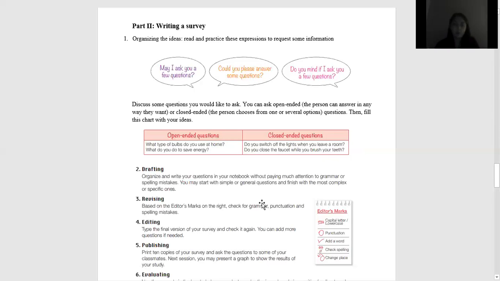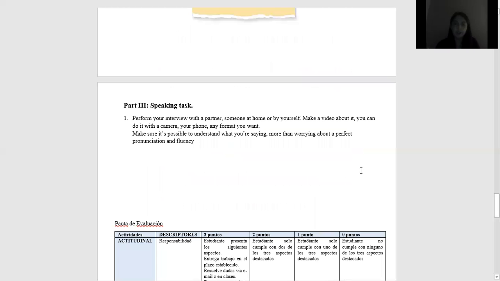Then you have to follow these steps for writing, and in part 3, which is the speaking part, you have to perform the interview with a partner, okay? You can work in pairs, as I said, or you can work by yourself. So you make a video of this interview. It can be via Zoom or WhatsApp call or anything, or you can work with someone in your house, or you can act both parts by yourself.